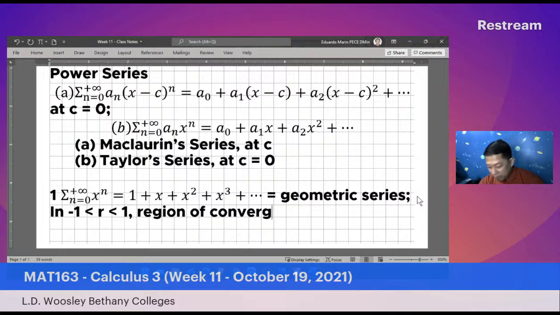Yes, Sir RC, no problem. You're welcome. Convergence. Is that right?